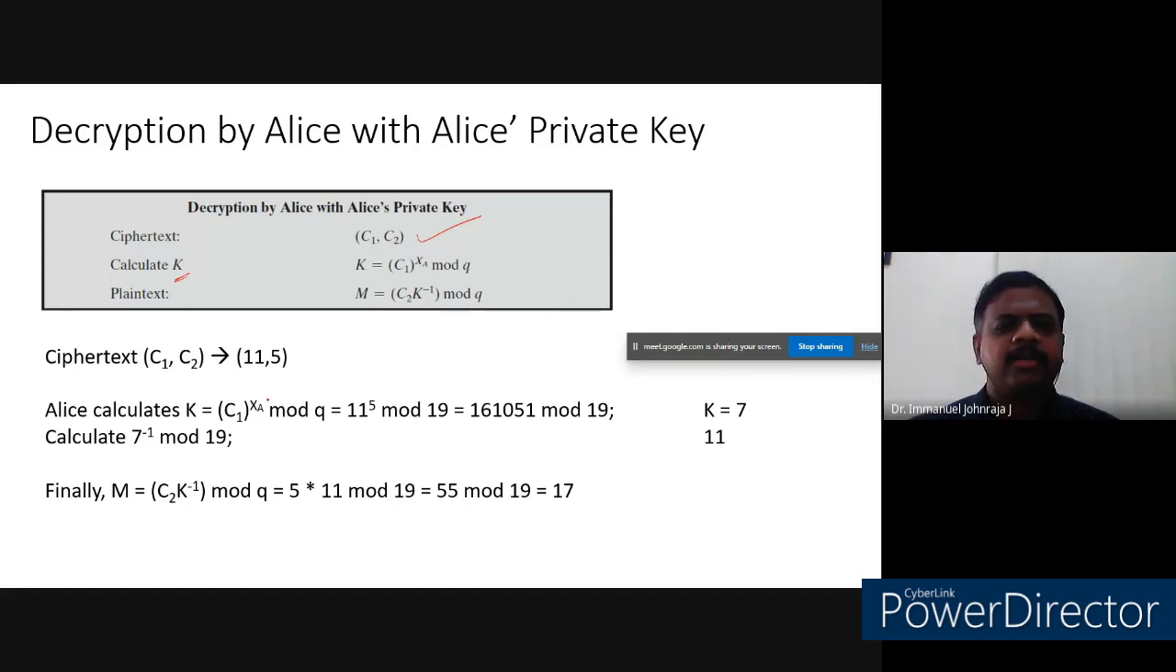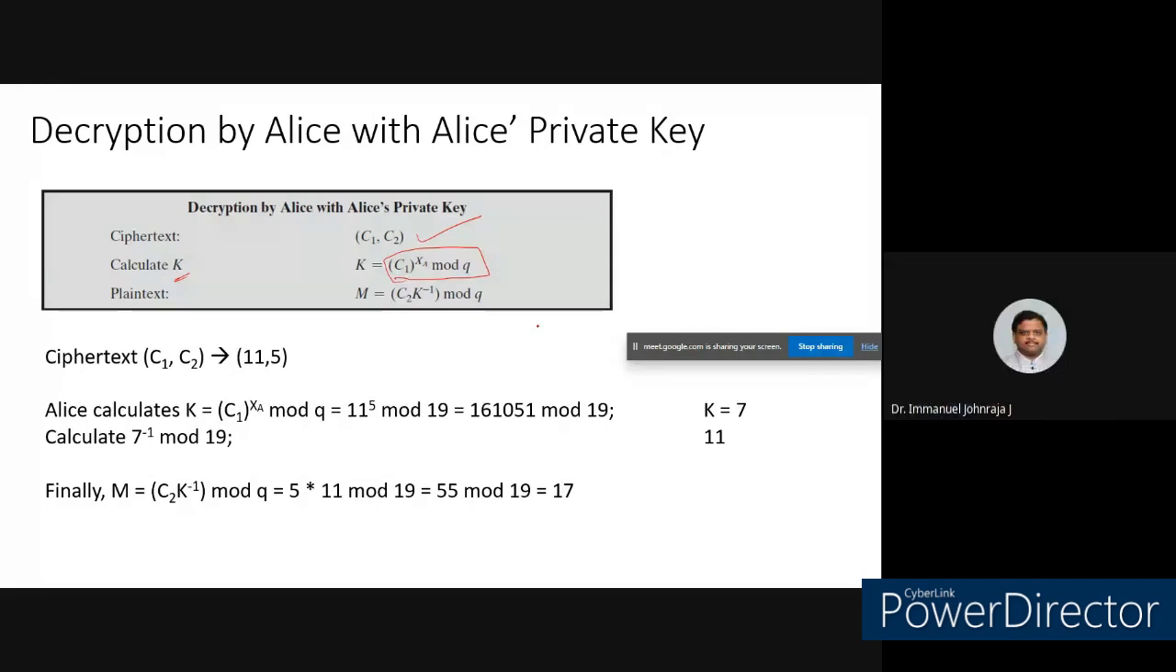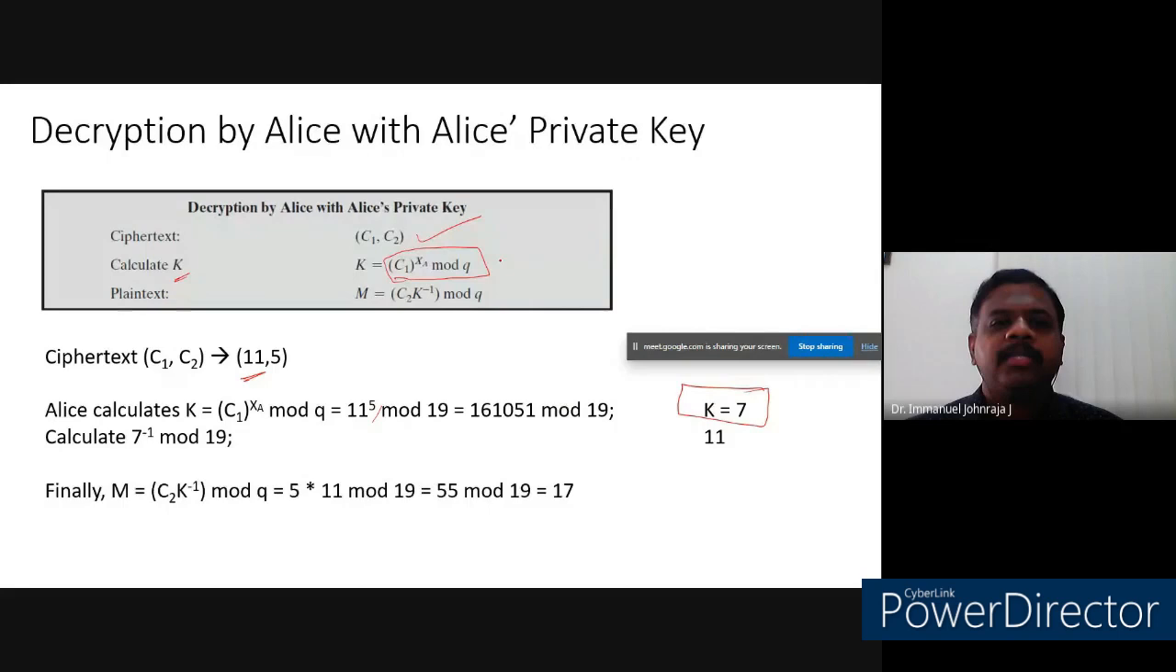So what is the calculation of capital K? It is C1 power XA mod q. What is C1? 11. What is XA? Her private key, 5. So 11 power 5 mod 19, you will get K value as 7. Again, this is straightforward. These are all straight calculations which you have done earlier. The final step you should understand. Now you have got the plain text formula, and plain text can be calculated.